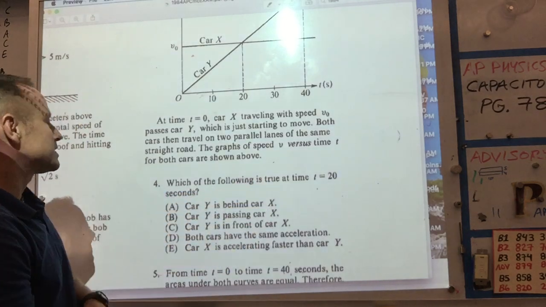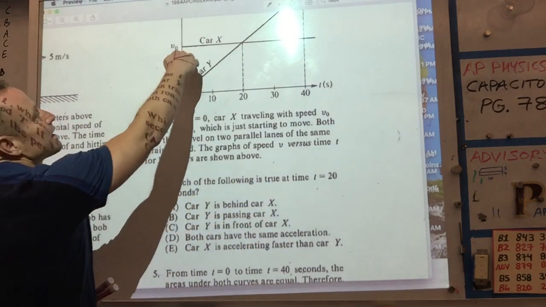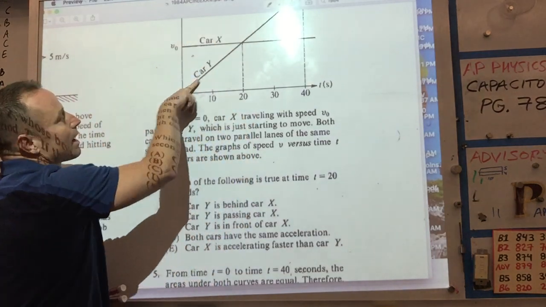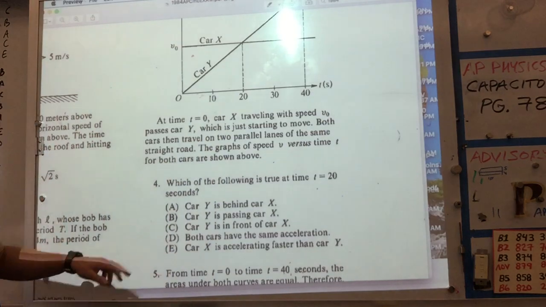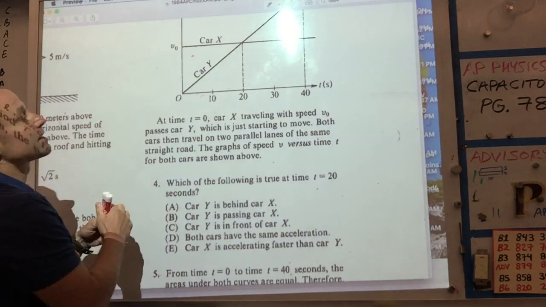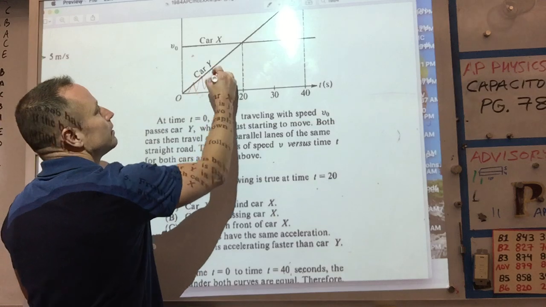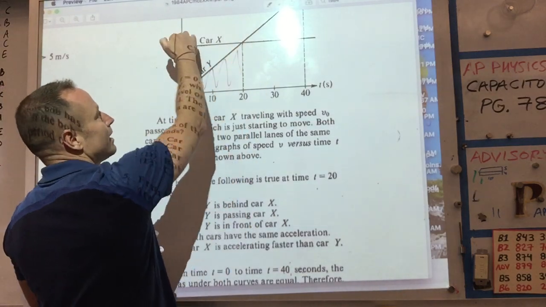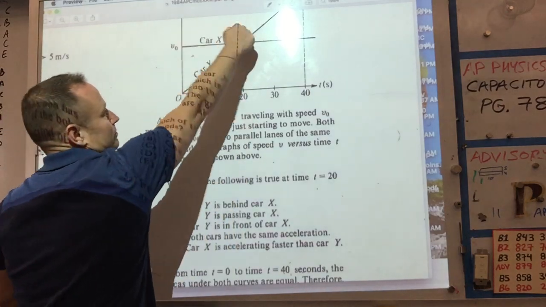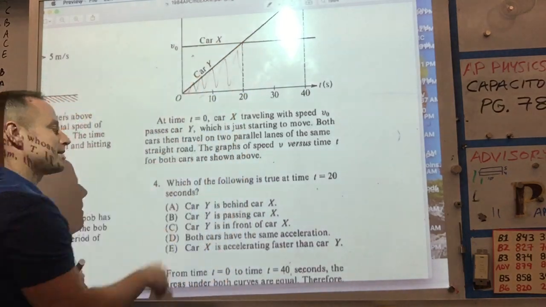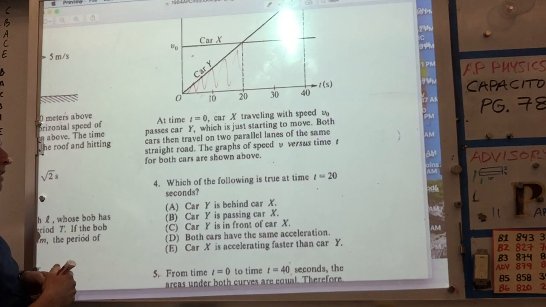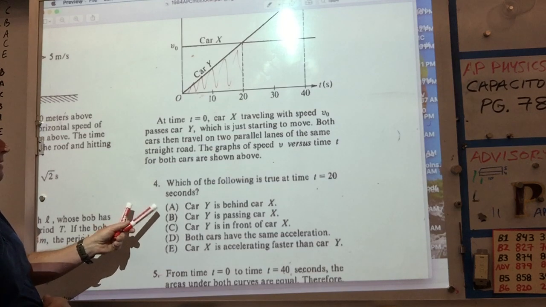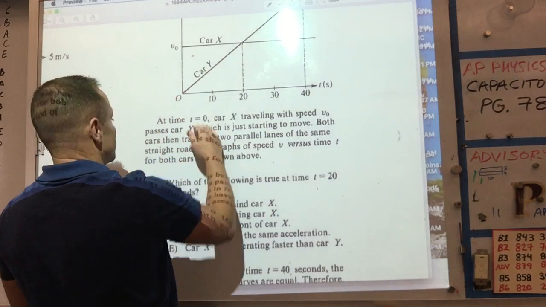What's going on at 20 seconds? At 20 seconds, car X has been cruising at this high speed for the full 20. Car Y has been speeding up. So car Y is not going to have gone as far, right? The area under the curve represents how far it's gone. Car Y has only gone a triangle's worth of area, and car X has gone a rectangle's worth of area. So car Y will not have gone as far. That means car Y will be behind car X. So that is going to be A. So number 4 is going to be A.